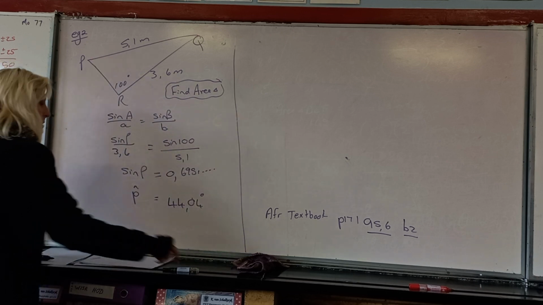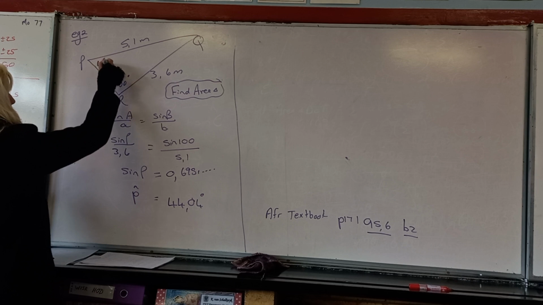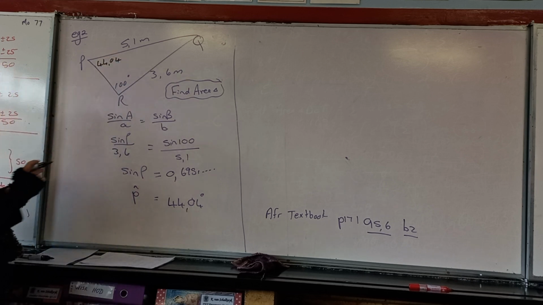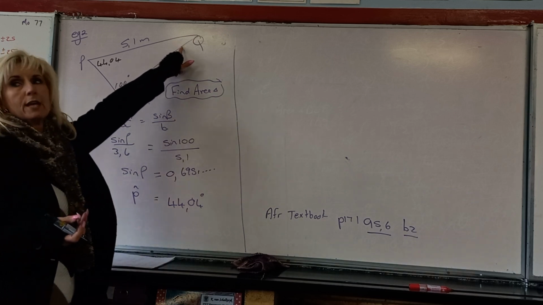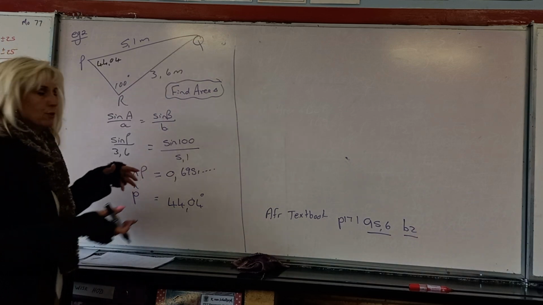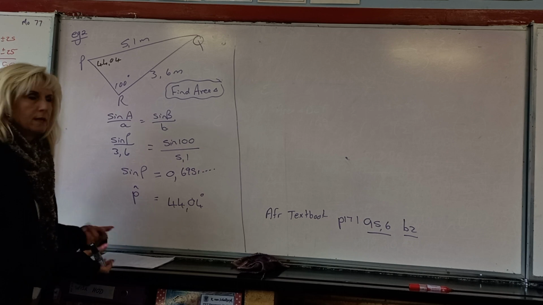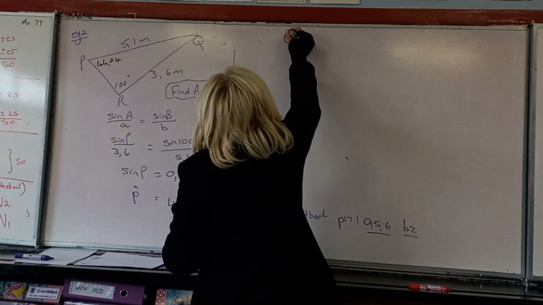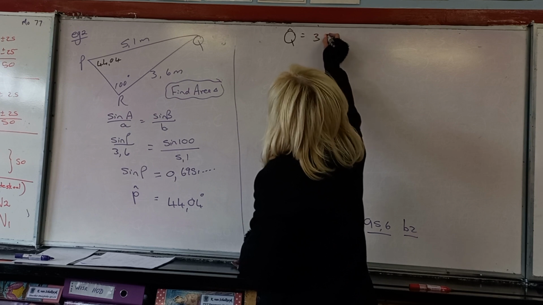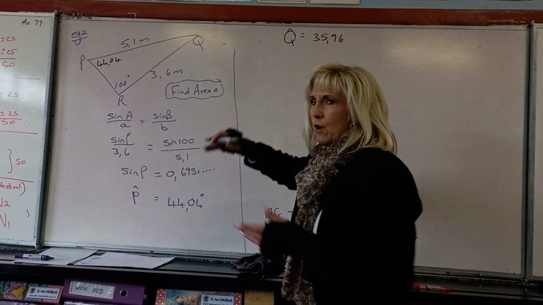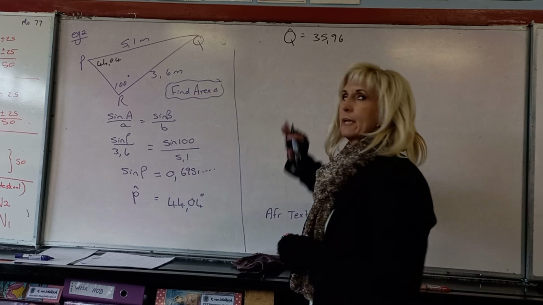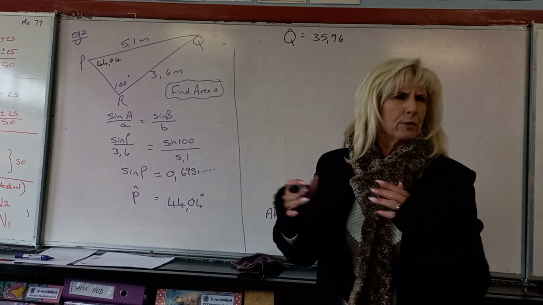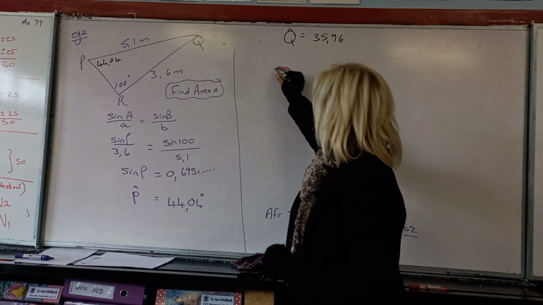So if that's my answer for P, then I can do the area. Not yet. I have to first do the 180 degrees to get to Q. So I had to first get P because that's all I could get. Then I'm finding Q, which gives me 35,96. I don't show how I added them, how I subtracted them. I just give the answer. And then with that, I can now do the cos rule, sin rule. What am I doing? Finding the area.